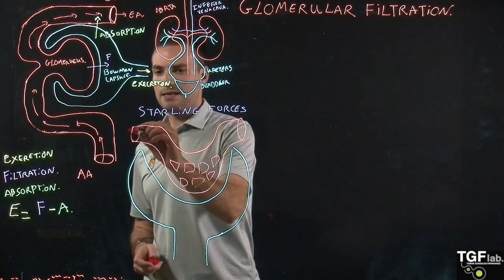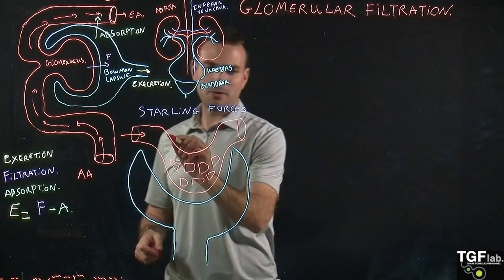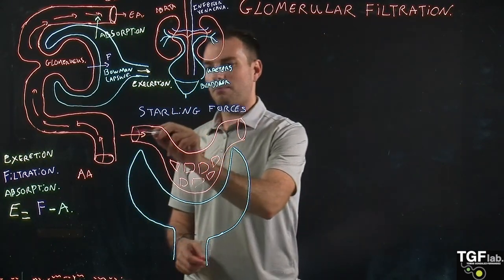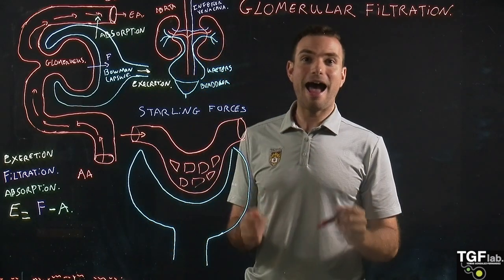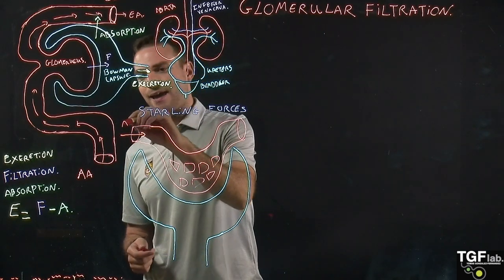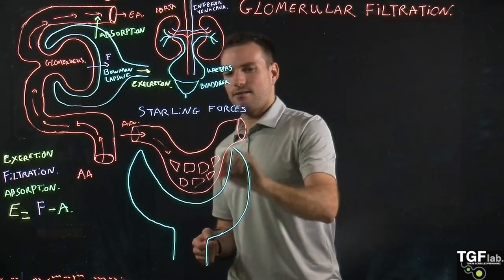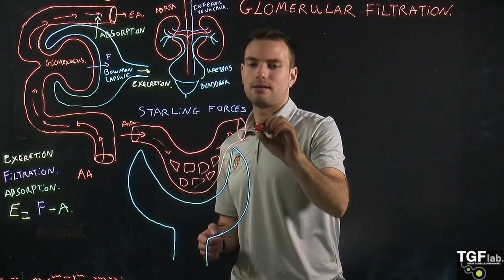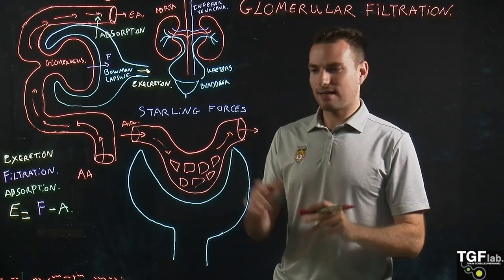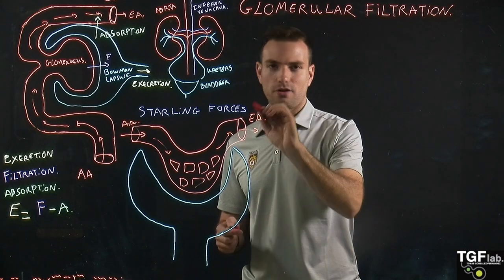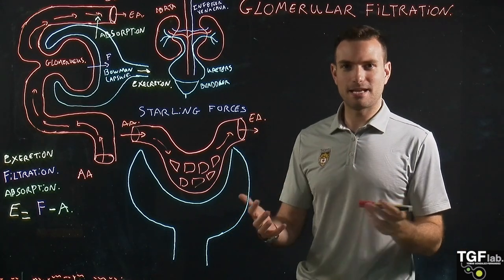So here the blood enters into the glomerulus. Here we have the glomerulus, and here we have the Bowman capsule. The blood enters into the glomerulus through the afferent arteriole, so AA, and it goes through here, and then the blood leaves the glomerulus through the efferent arteriole. Okay, so these are important concepts that we need to remember.